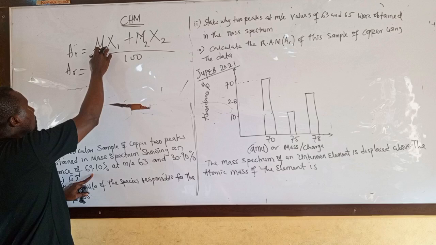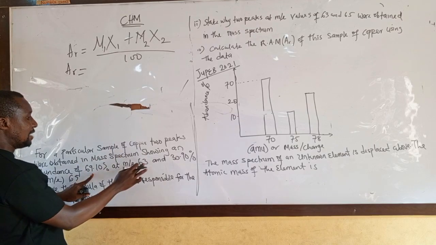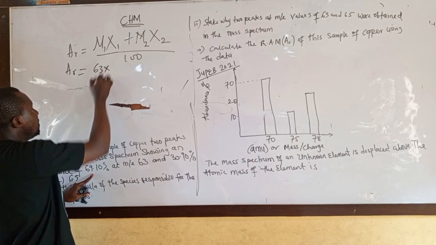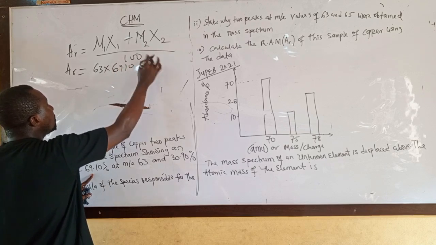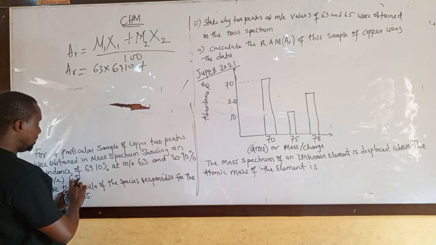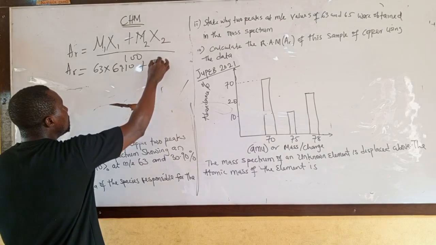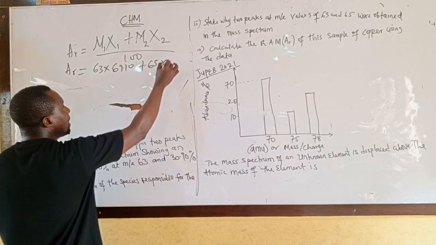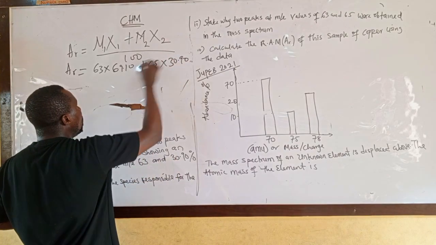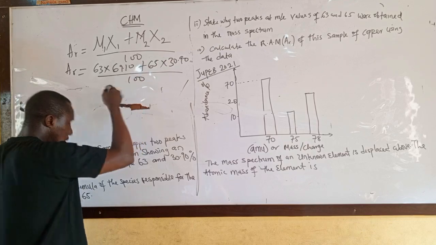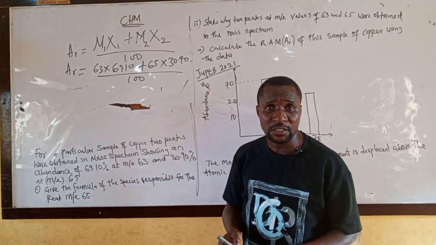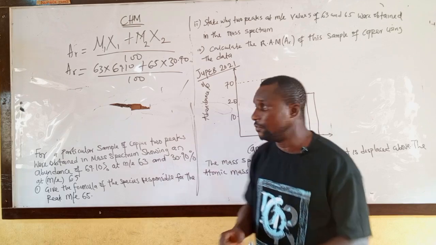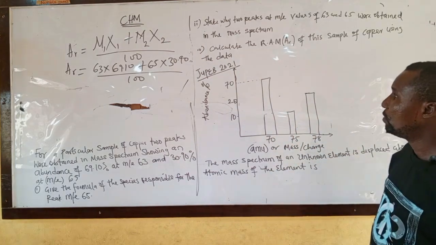Relative atomic mass is equal to mass of the first isotope 63, times relative abundance 69.10, plus mass of the second isotope 65, times relative abundance 30.90, everything over 100. You can solve the rest. You can solve it completely. Very simple. Please complete the solution. Then let's go to this one.